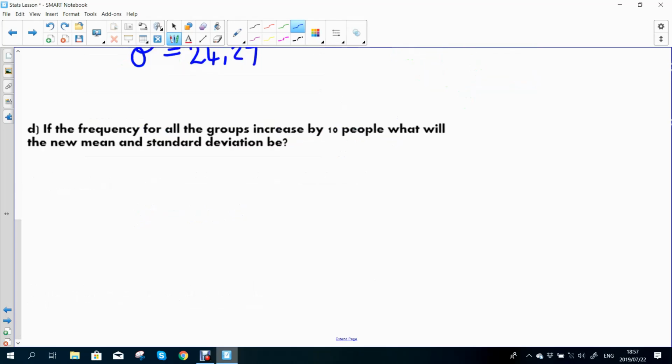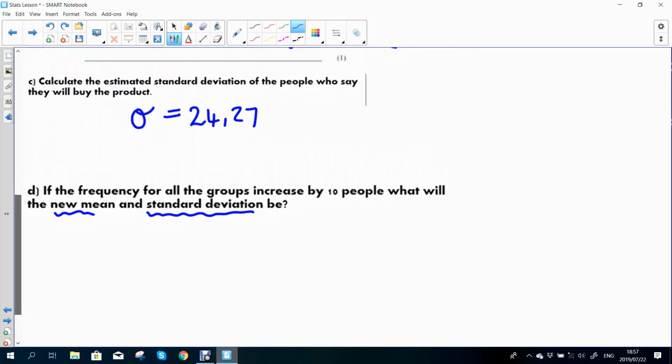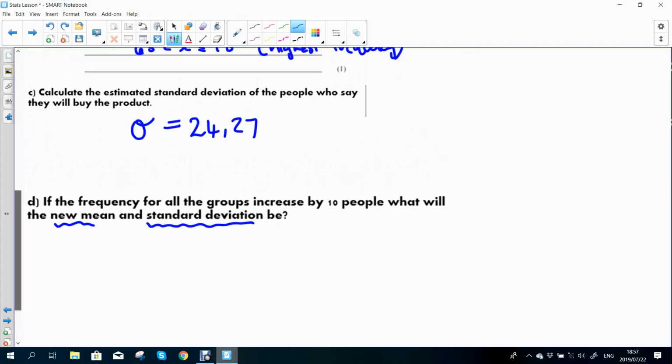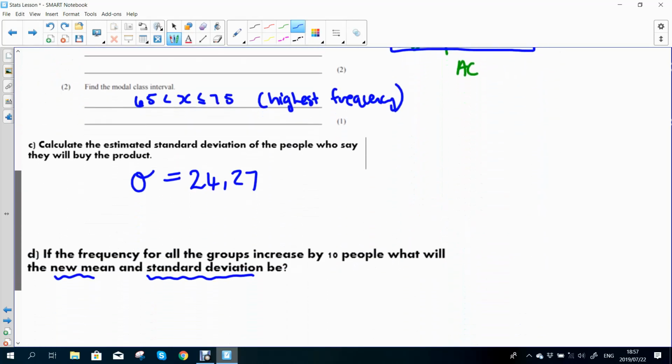Then they say, if the frequency for all the groups increases by 10 people, what will the new mean and the new standard deviation be? So I added in this question. I've seen this question asked multiple times in past paper trials and past papers, so I wanted to do this with you. So basically what they're saying is that all of these frequencies here are increased by 10 people. So what will the new average be?